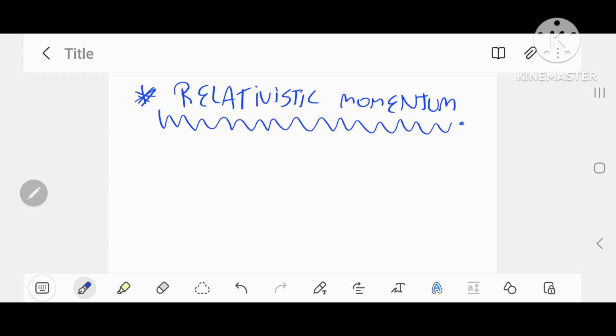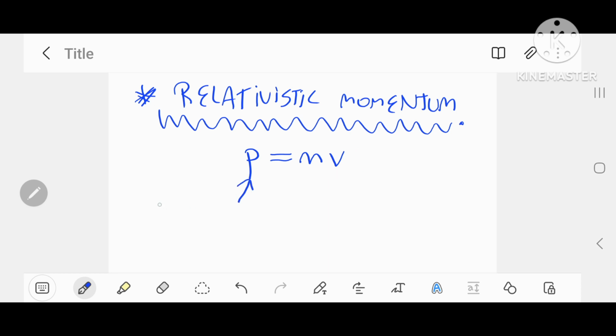In this lesson, I'm going to be talking about relativistic momentum. So classically, from classical physics, we know that momentum is the mass of an object multiplied by its velocity. And it's given by a very simple formula, P equals mv, where P is the momentum.